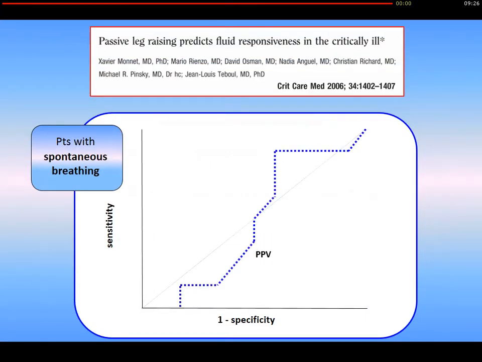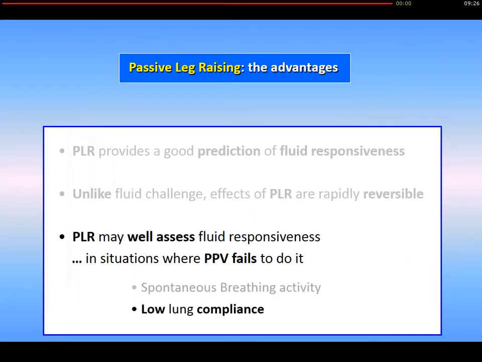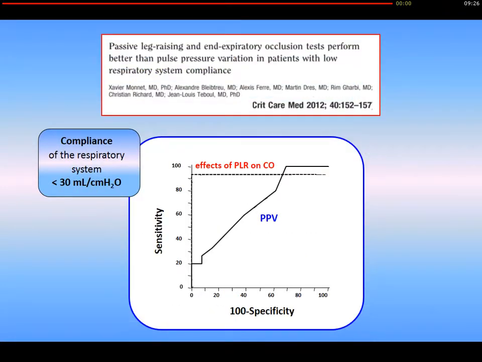Of course, this is the area under the ROC curve, very poor. And in these patients, the effects on cardiac output of passive leg raising were very good to predict fluid responsiveness. And also in case of low lung compliance, PPV cannot work very well, but PLR can still work very well.